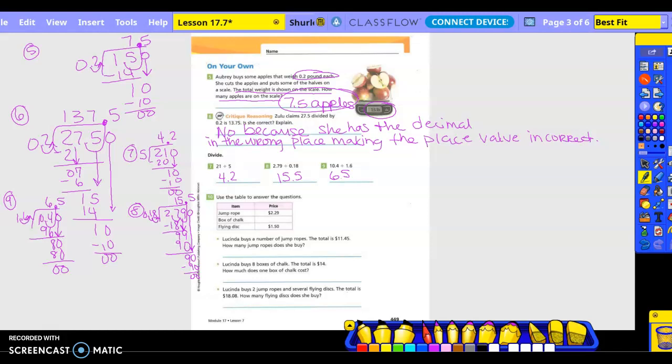Number 10. Use the table to answer the questions. Lucinda buys a number of jump ropes. The total is $11.45. How many jump ropes does she buy? So the total is $11.45, so we're going to put $11.45 as my dividend. What's my divisor?